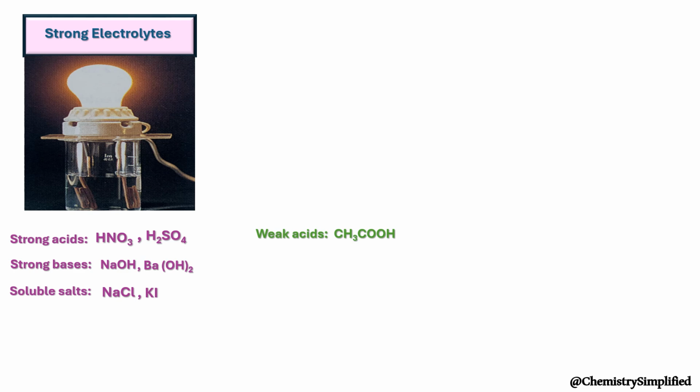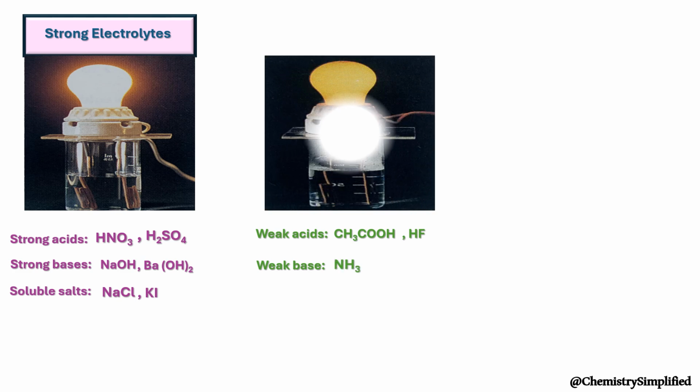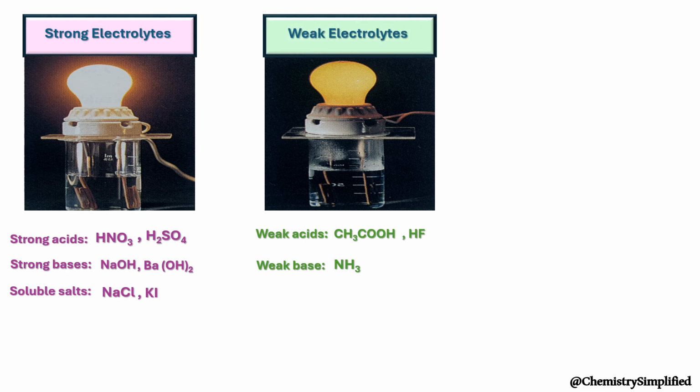Let's look at some weak acids. Acetic acid is a weak acid. Hydrofluoric acid is another weak acid. Ammonia is a weak base. If you look at the light here, the light is not shining as bright as the previous one. Why? Because weak acids and weak bases are weak electrolytes. They do not conduct electricity as strongly as the strong electrolytes.